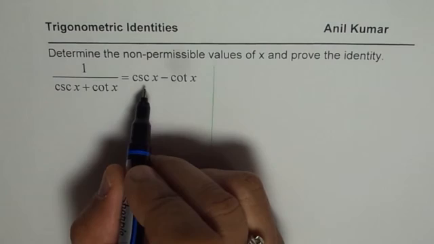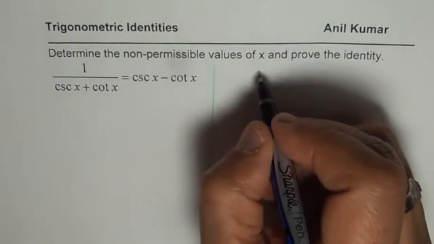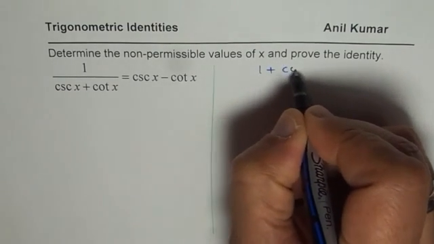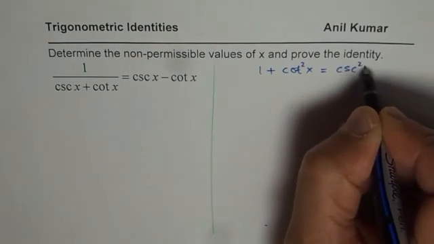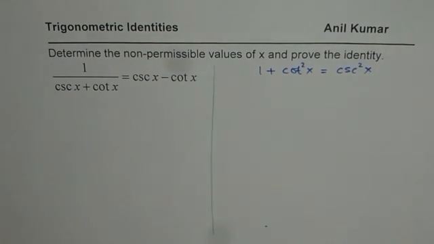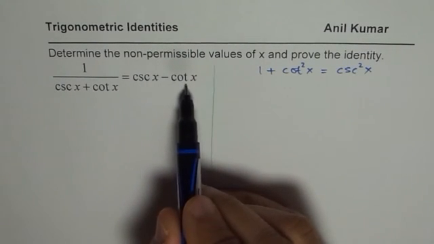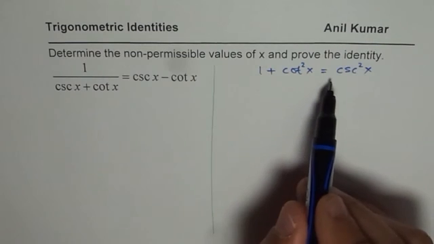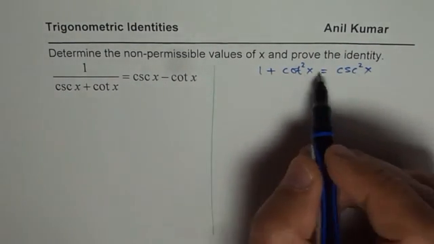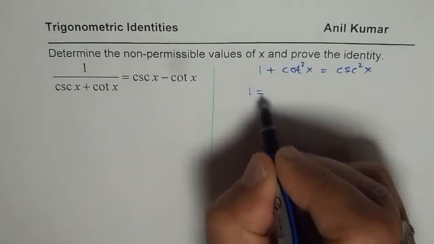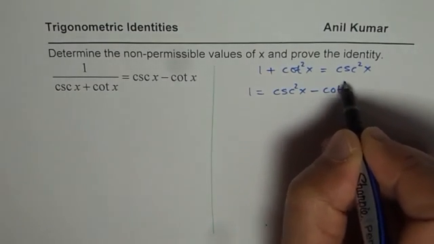Let me remind you what Pythagorean identity relates cosecant and cotangent. It is 1 plus cot square x is equal to cosecant square x. That is the identity which relates these trigonometric ratios, correct? So if I rearrange, since I have cosecant x minus cot x, I can say 1 is equal to cosecant square x minus cot square x.